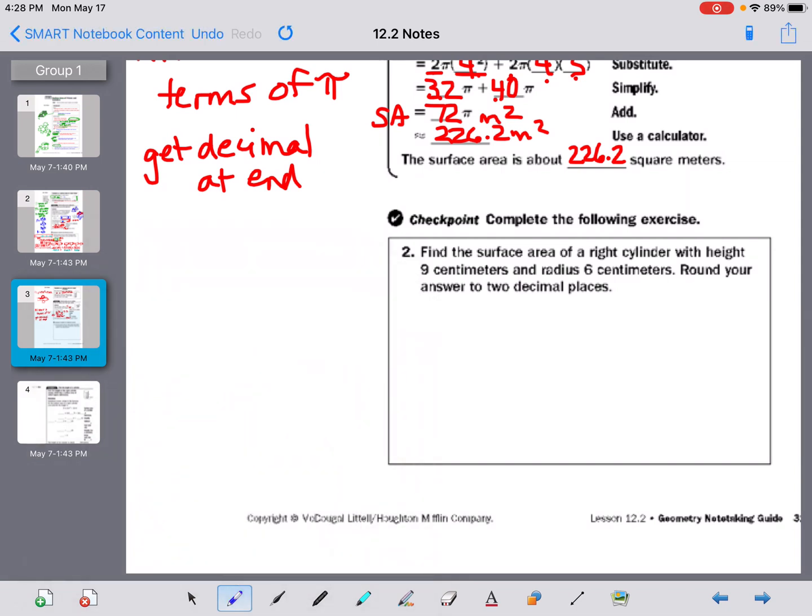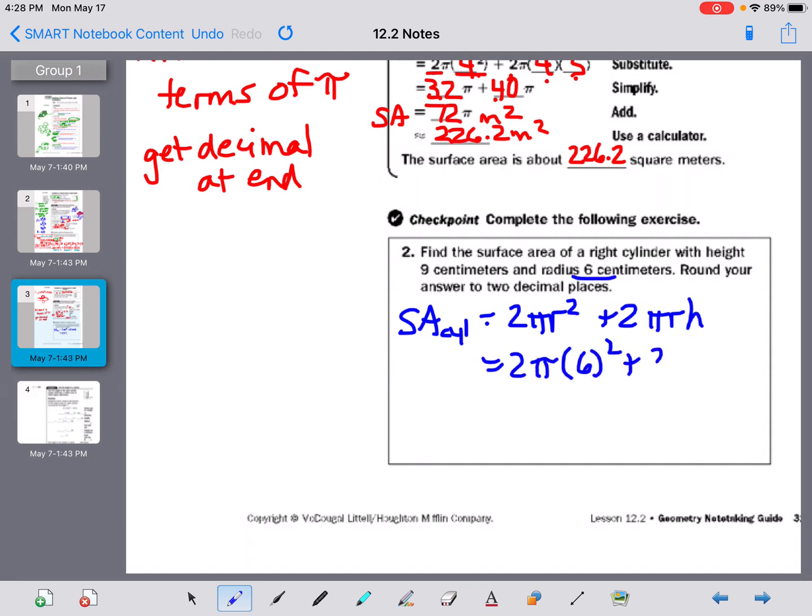Find the surface area of a right cylinder with a height of 9 centimeters and a radius of 6. Round your answer to 2 decimal places. We'll do that at the end. So surface area, as soon as I see that for a cylinder, I'm going to write down 2 pi r squared plus 2 pi r h. The more I write it down, the more my brain's going to remember it. In for my radius, I'm going to plug in 6. In for my radius again, I'm going to plug in 6. And in for my height, I'm going to plug in 9.